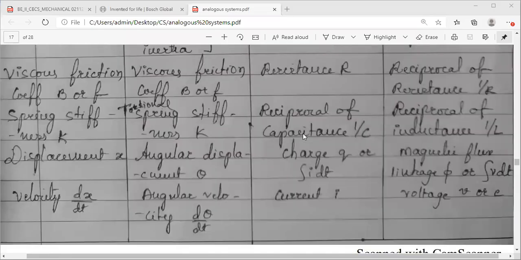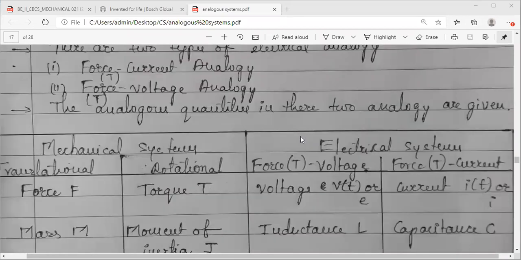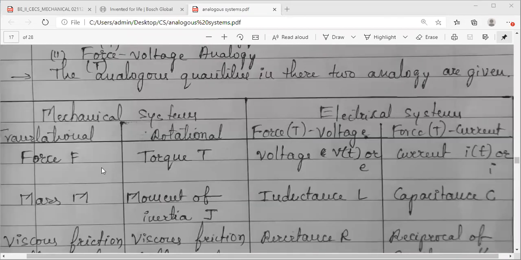In today's session, we are going to continue the discussion of analogous systems. We have seen in the previous class, there is a table which we had drawn. The table indicates what is the equivalent, that is the identical quantity for mechanical and electrical systems.